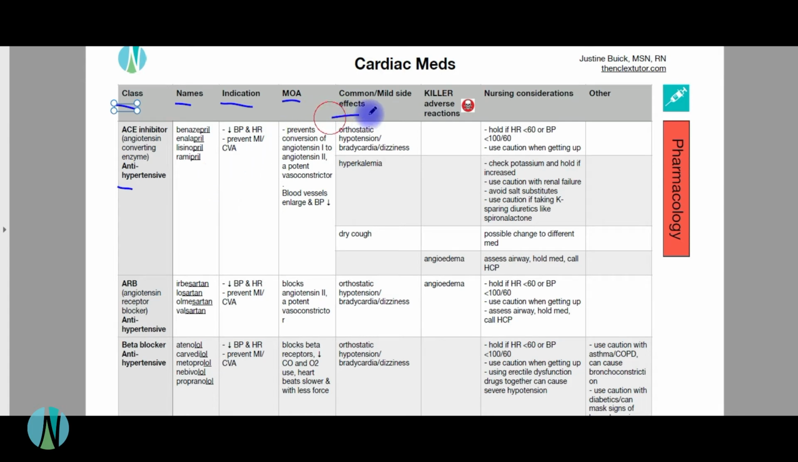Here are some of the common mild side effects, and then here are the killer adverse reactions. So you need to know what the difference is. Common mild means you usually need to teach them how to deal with that side effect or how to keep them safe, versus a killer adverse reaction with a skull and crossbones is horrible. So you probably have to hold the med and call the healthcare provider. What I want you to know is, for every mild common side effect or killer adverse reaction, there is a nursing consideration that goes along with it.